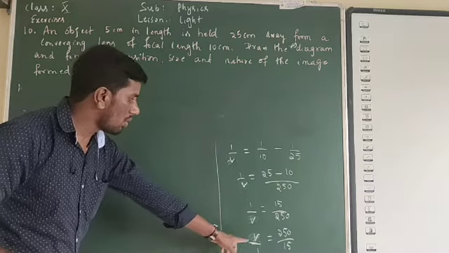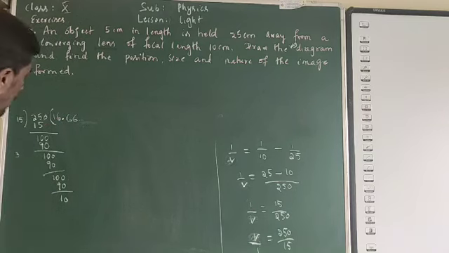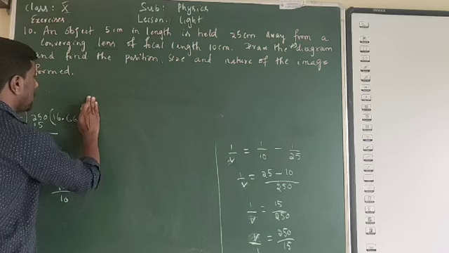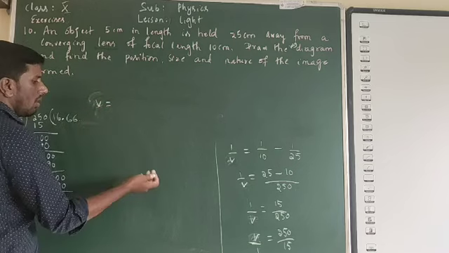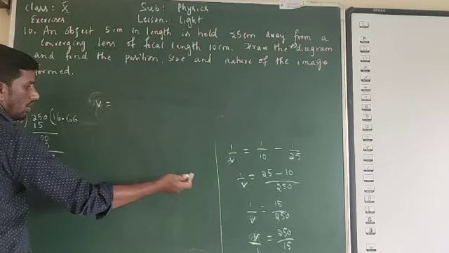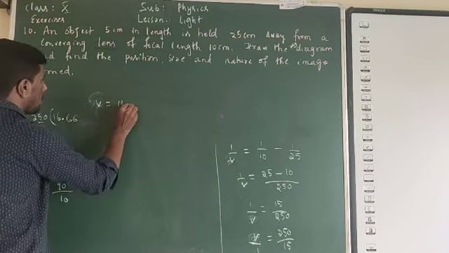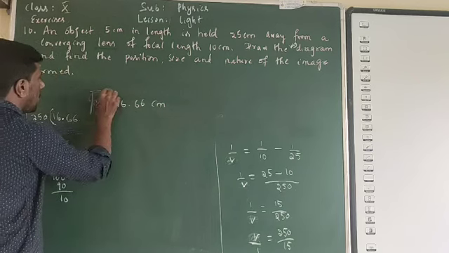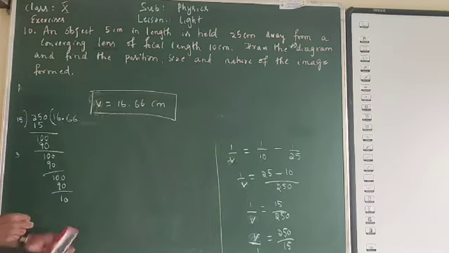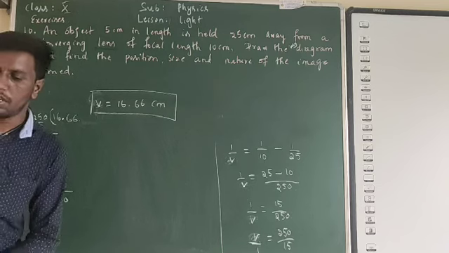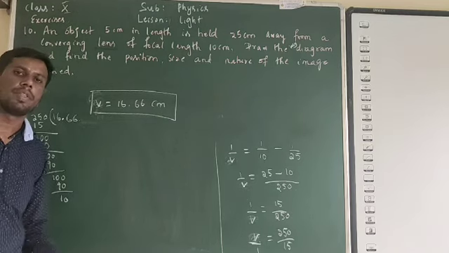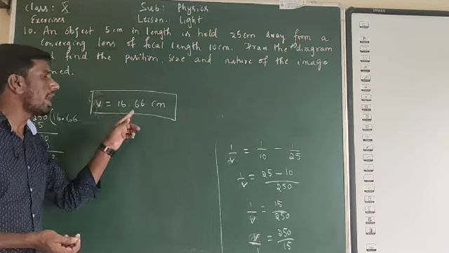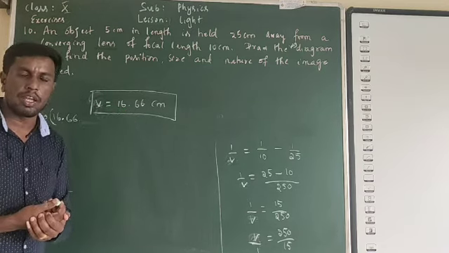So what is 1 by V? 1 by V is nothing but V only, if we divide V by 1, it will be V only. So if you divide 250 by 15, you are getting 16.66 centimeter. This is the V. What is V? V is image distance. And you can observe that you are getting a positive sign.